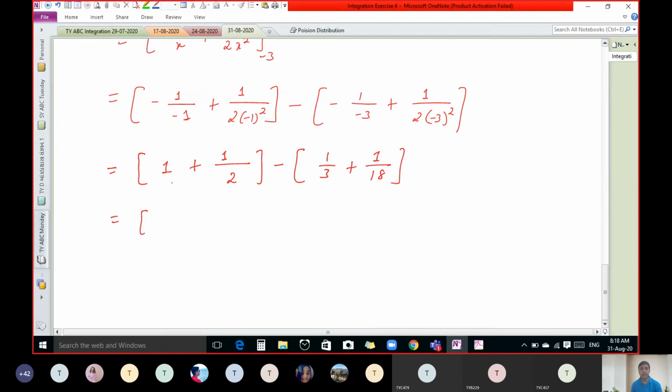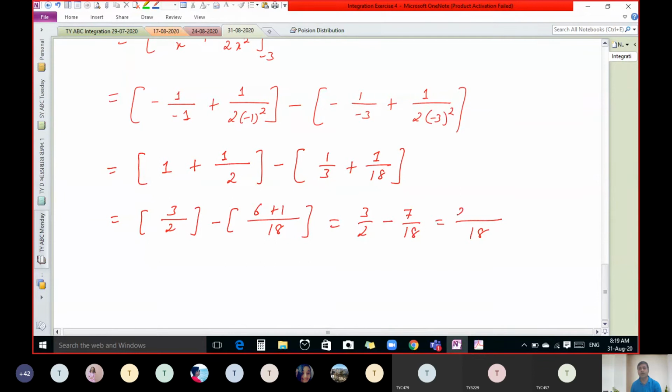Now in the first bracket take 2 as LCM. So what do we get? 2 1s are 2 plus 1, that means 3, so we get 3 by 2. Minus, here you can take 18 as LCM. Because it's 3, we have to multiply this by 6, so we get 6 plus 1. So ultimately we get 3 by 2 minus 7 by 18. You can take 18 as LCM. Here because it's 2, we have to multiply by 9.